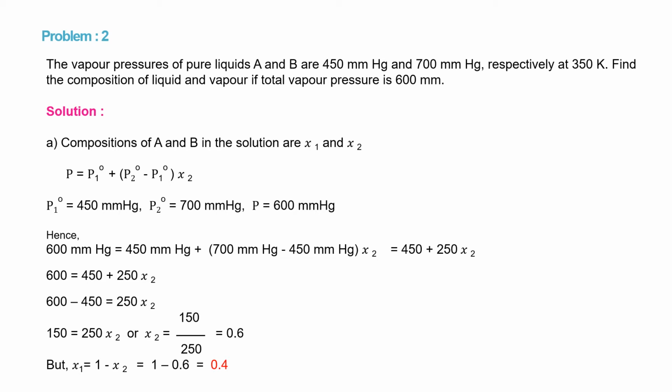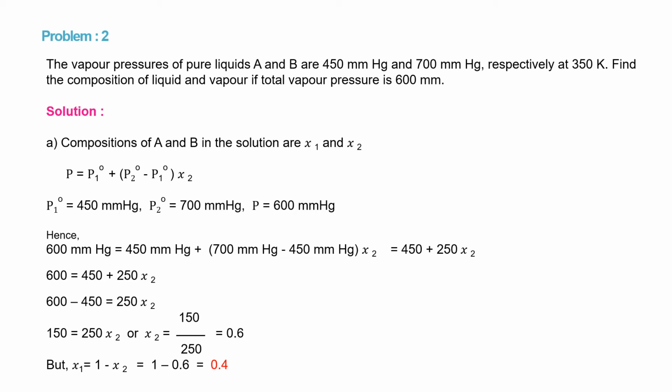Okay. Now we have to rearrange the term. That 600 minus 450, which is equal to 250 into X2. Now 150 is equal to 250 into X2. So X2 is equal to 150 upon 250, which is equal to 0.6.